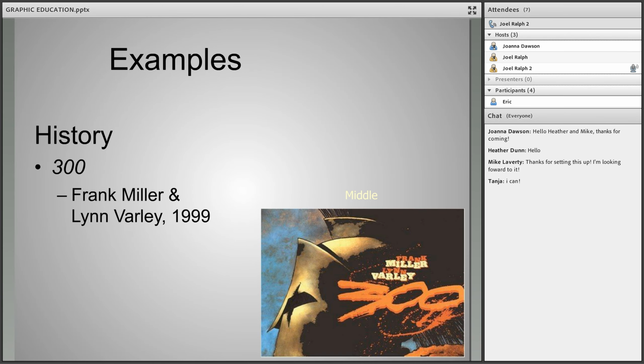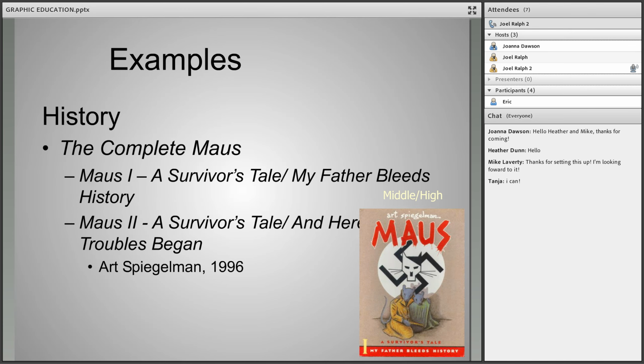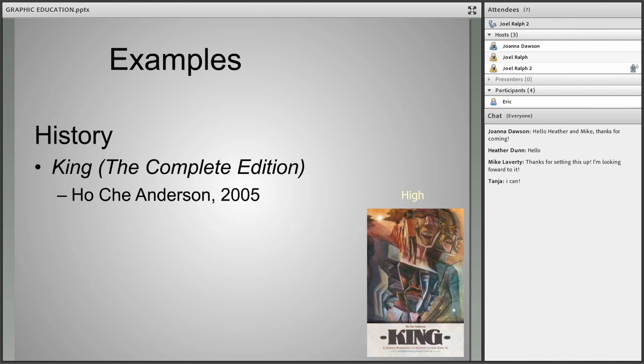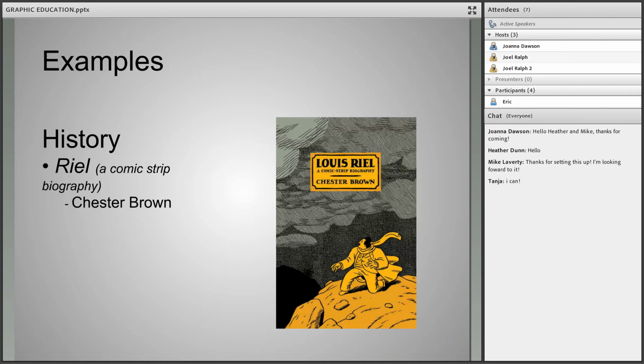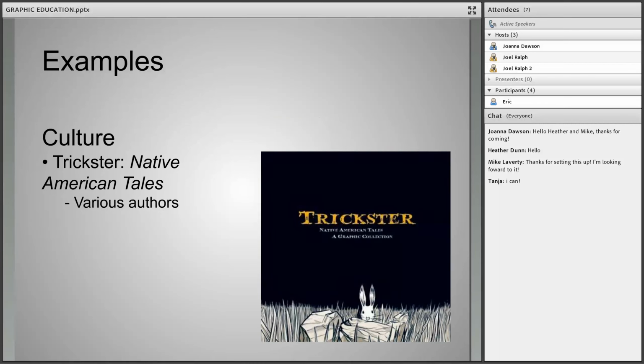300, now we might be stretching a bit here. 300 takes some artistic liberties with history, you could say, but it's still a graphic novel that is about a real time in history. Again, Maus. King is a good graphic novel about Martin Luther King by a gentleman by the name of Ho Che Anderson. And Riel. Now, Riel is an incredibly well-written graphic novel. It's probably one of the best regarded graphic novels out there, along with Maus and along with Watchmen, which is a superhero one, but it is the landmark graphic novel.